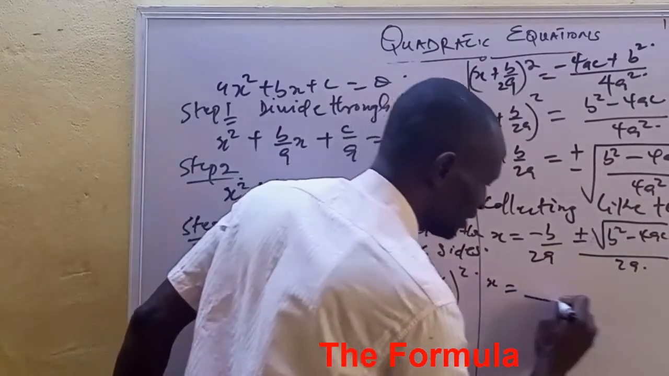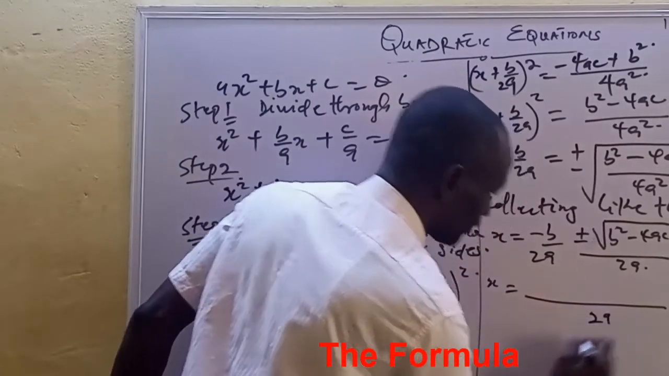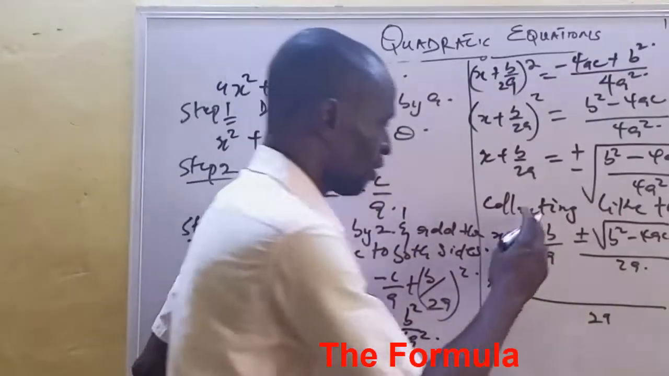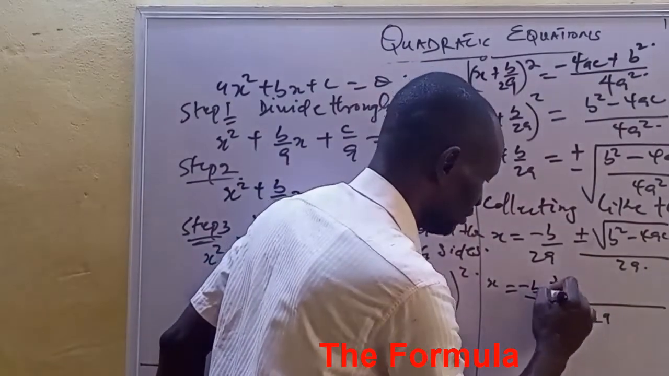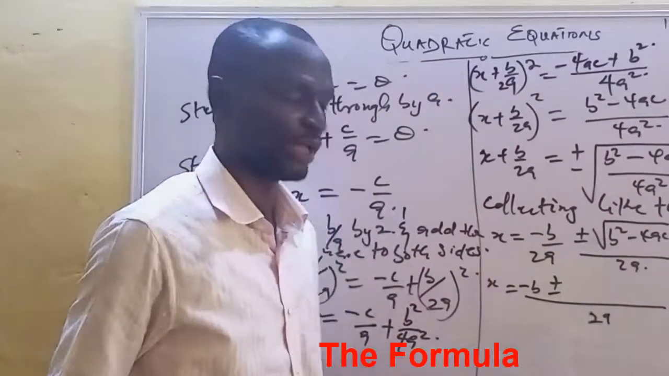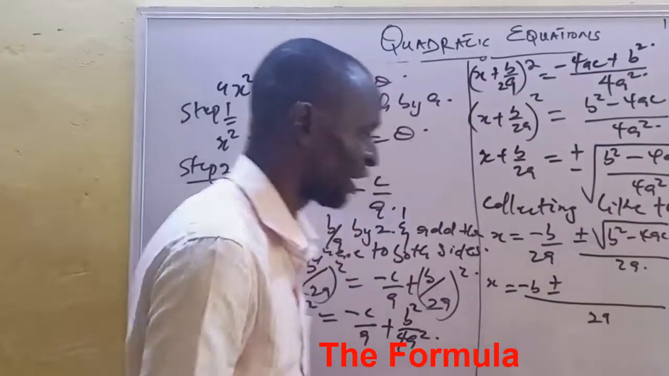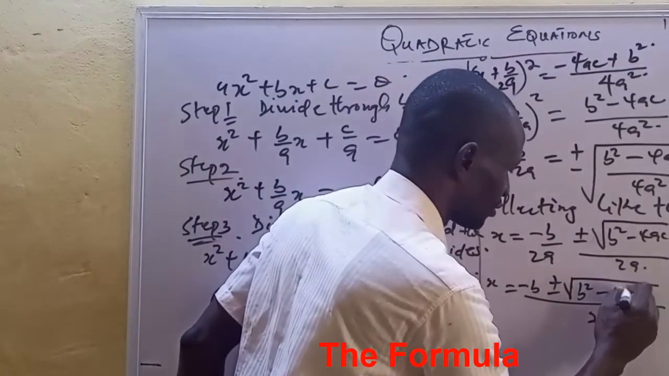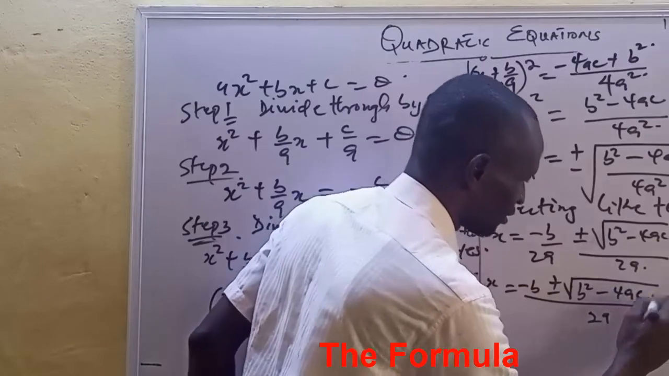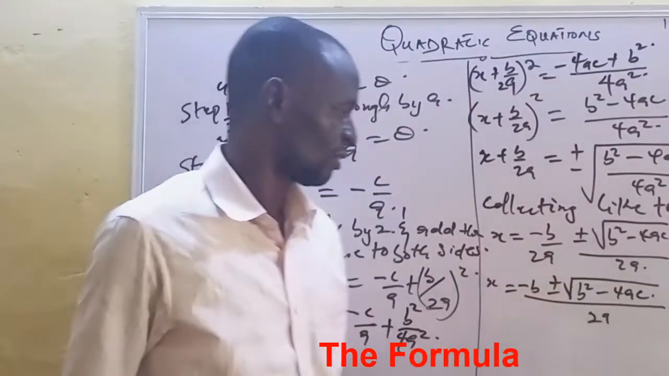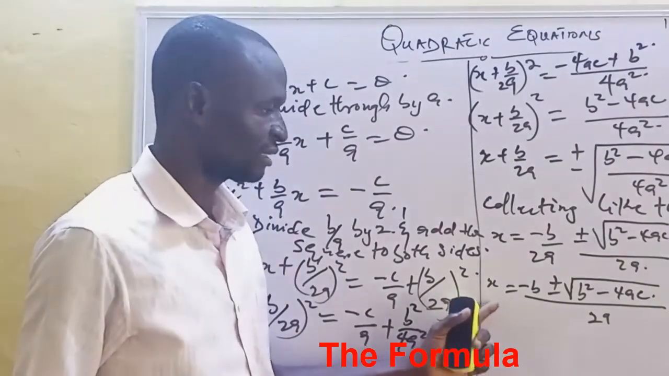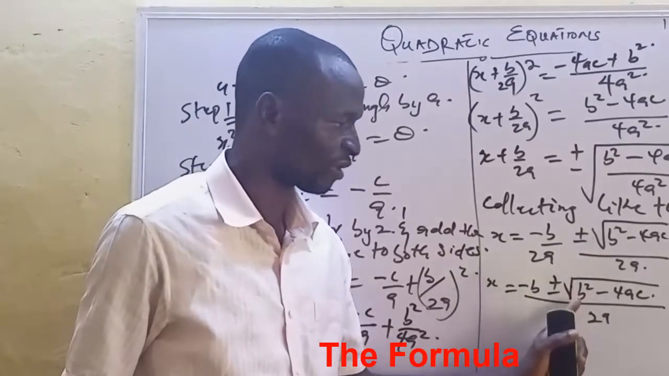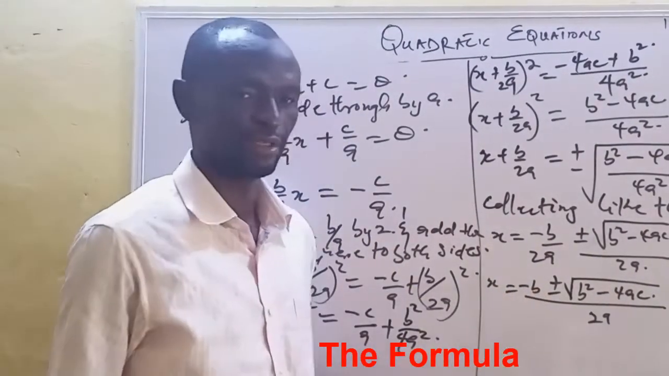x obviously equals, let's take the LCM. Here is 2a. 2a into 2a, that's 1. 1 times minus b, that's minus b. Plus or minus 2a into 2a, that's 1. 1 times everything I have here, it repeats itself: the square root of b squared minus 4ac. With that, we have our formula. x is equal to minus b plus or minus the square root of b squared minus 4ac, all over 2a.